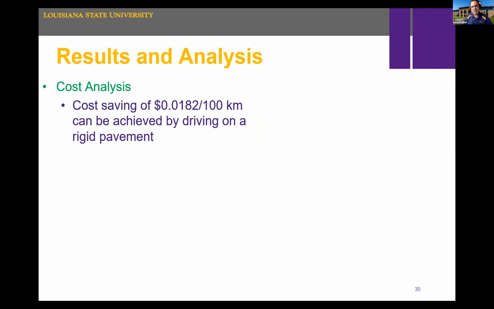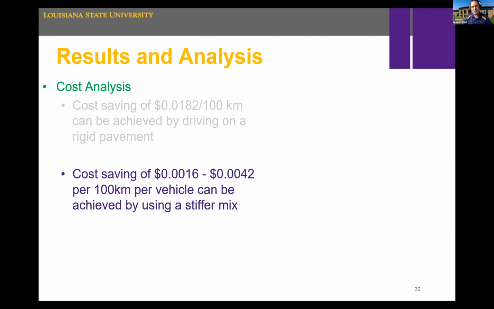We also did a cost analysis considering the price of the fuel. The cost saving for rigid pavement is not that much. It's $0.018 for every 100 kilometers. So it's a small cost saving. Also, if we use a stiffer mix, you will save that much as compared to using a virgin mix or a conventional mix.